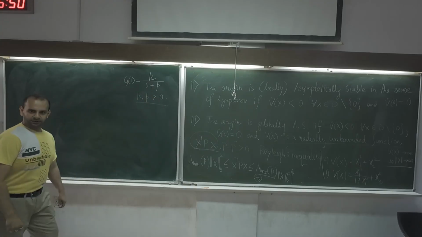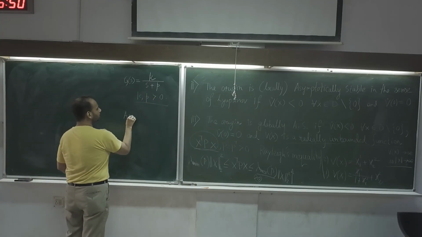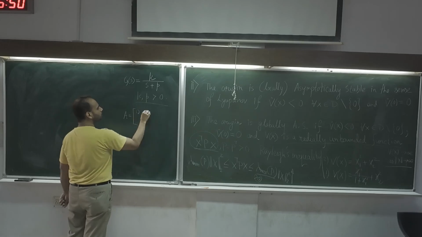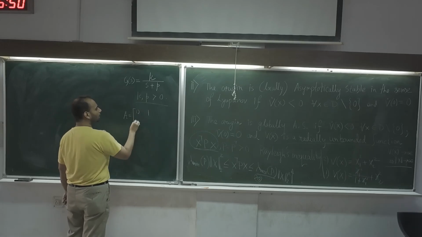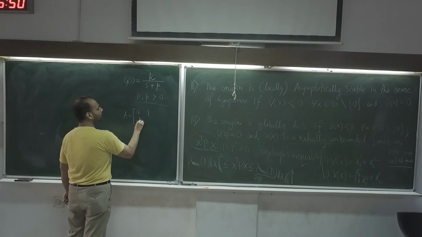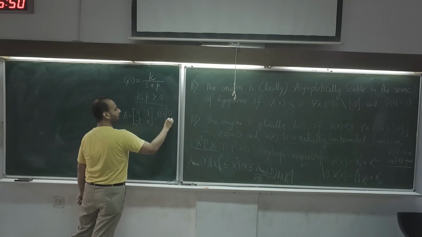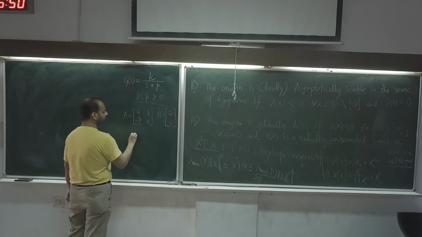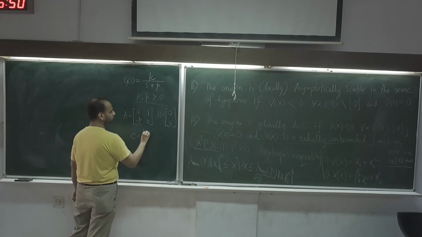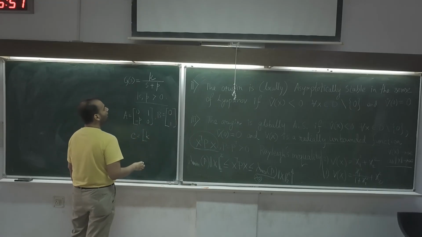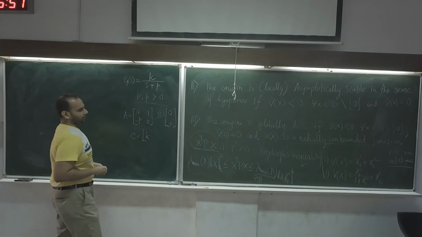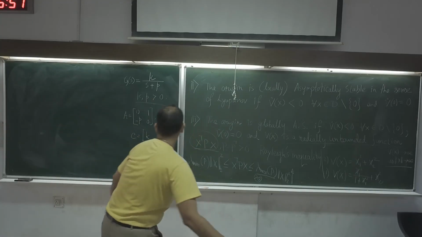What will be my state space? A equals 0, 1, minus p, 0, right? I am writing in the controllable canonical form so that it becomes easy, and C equals... why am I writing in the second order form?